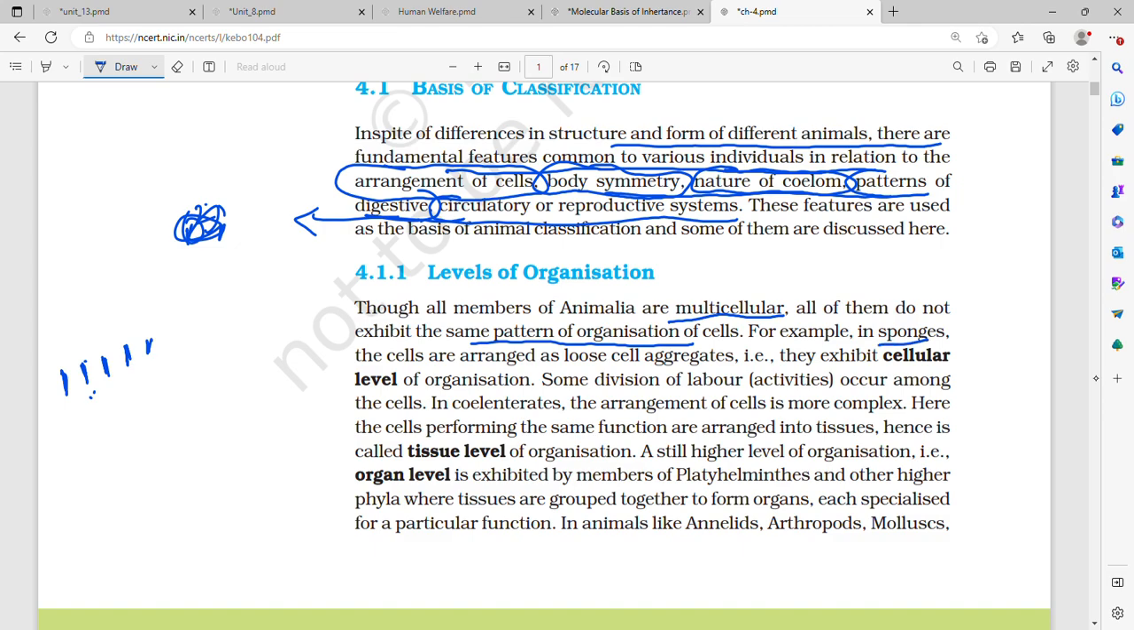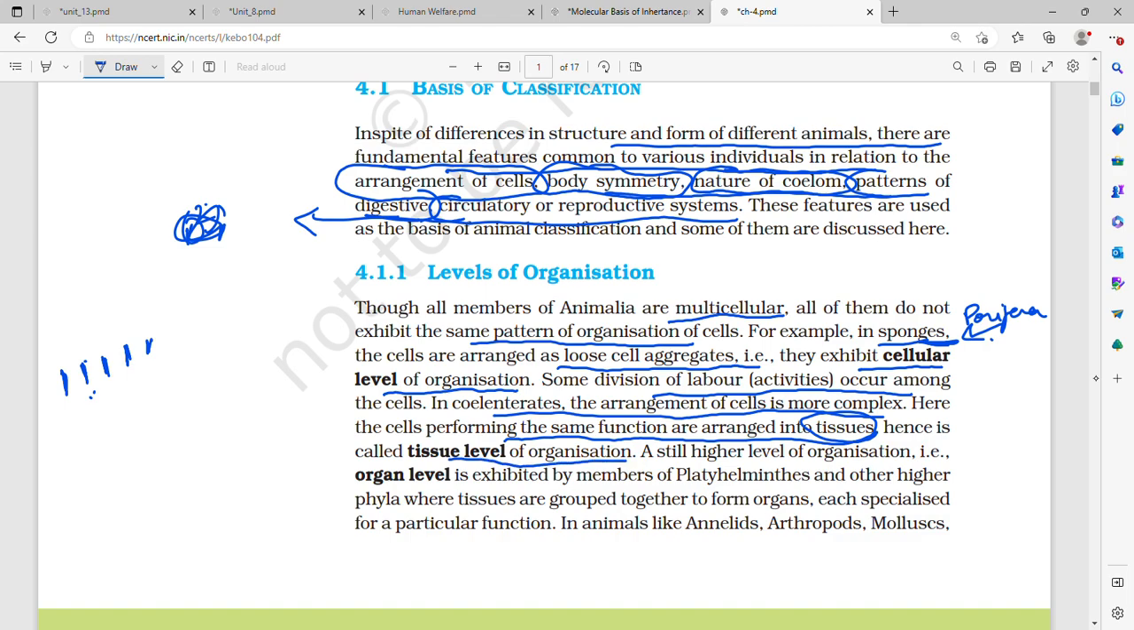For example, in sponges, that is Porifera, the cells are arranged as loose cell aggregates. They exhibit cellular level of organization. Some division of labor, that is activities, occur among the cells. In coelenterates, the arrangement of cells is more complex, that is cells performing the same function are arranged into tissues. So Porifera has cellular level of organization, whereas Coelenterata or Cnidaria has tissue level of organization.